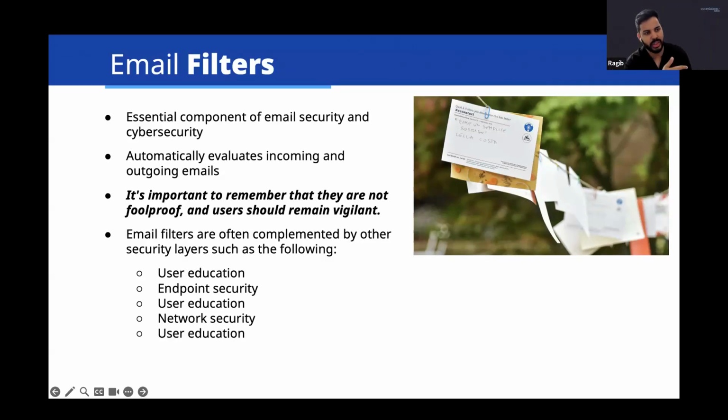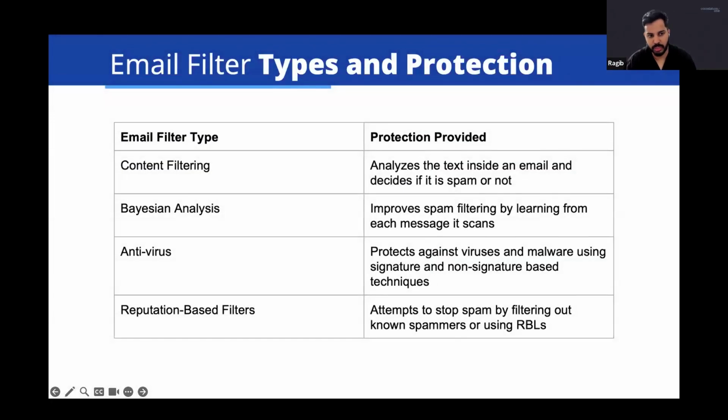So along with the other security approaches we saw, firewalls, etc., we apply this on top, right? Just by itself, it wouldn't do a lot, but along with the other ones, it can be effective, right? So what are some different email filter types and different protections? Let's break down some.